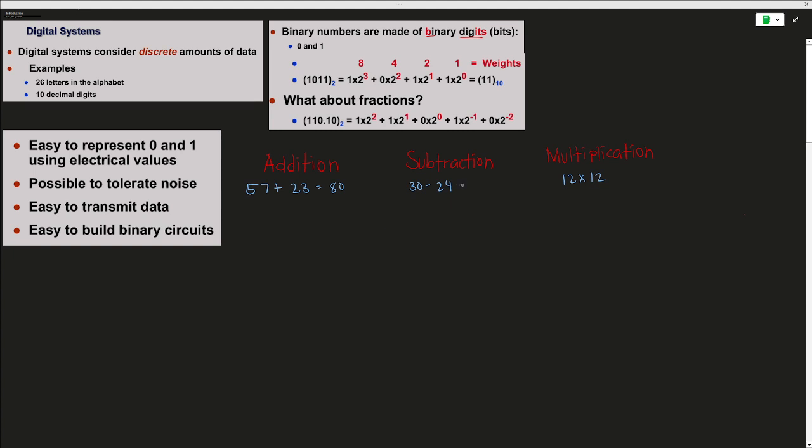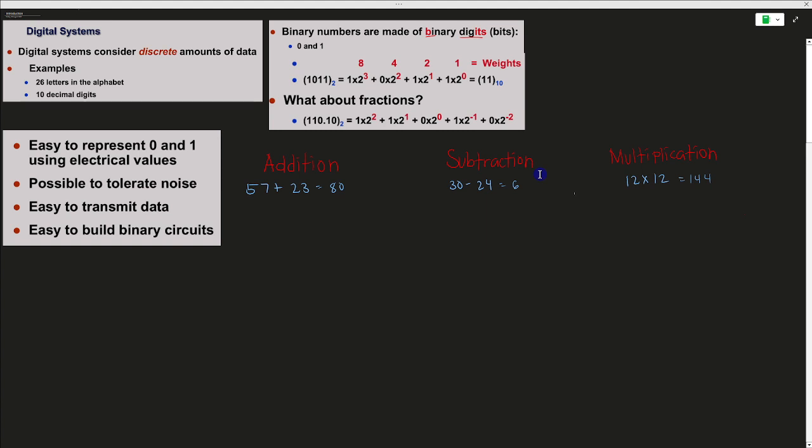Okay. 30 minus 24, 6. Okay. 12 times 12, 144. Very good. Pero paano ngayon kapag naka-decimal, naka-binary sila? So, let us actually try and see kung tama yung makukuha nating sagot. Kasi remember, kapag tama yung pag-add, subtract, and multiply mo sa binary, lalabas rin yung tamang sagot sa decimal niya.